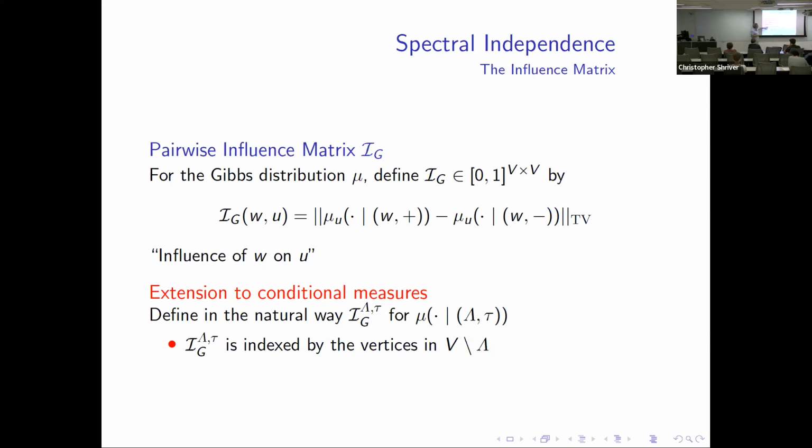Of course, we can extend the notion of influence matrix when we have a conditional measure. Given some region lambda of the graph, we impose some condition tau. Then you can have this influence matrix in the same way as before, but here we have the conditional measures, and now the influence matrix is indexed by the vertices outside lambda. Just some small detail, of course. Is it clear what the influence matrix is?